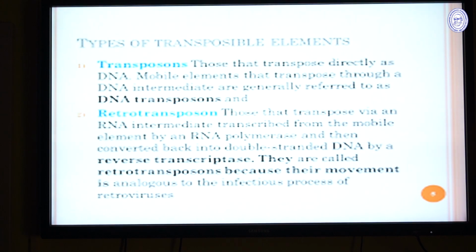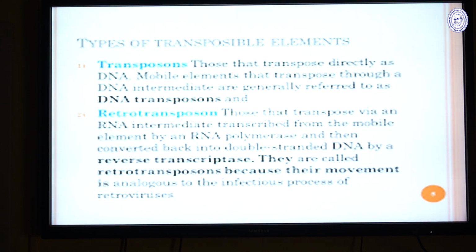For example, the DNA transposons are actually in the first point in the slide. These transposons are called DNA transposons. These are the mobile elements that transpose through a DNA intermediate and are generally referred to as DNA transposons. These are the simplest kind of transposons that were first found in bacterial genes. Sometimes they are also termed as IS elements, and mostly these class 2 type of DNA transposons are found in the prokaryotes. Now coming to the retrotransposons.